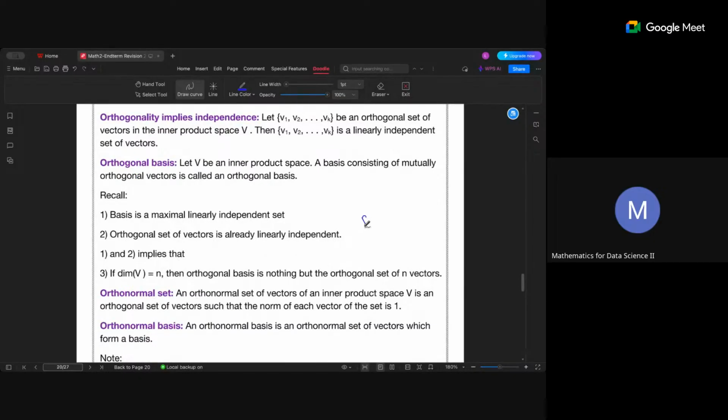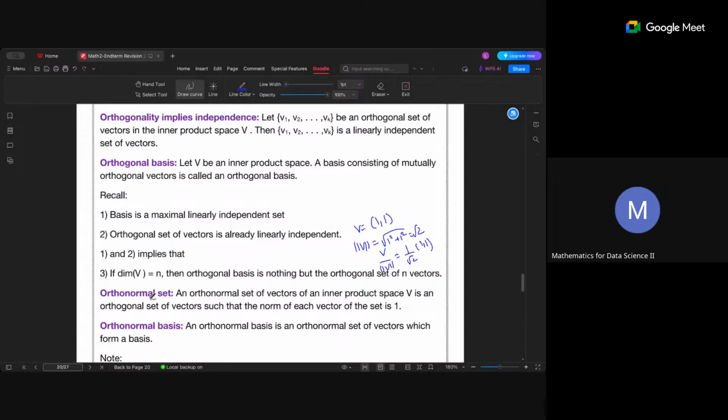Let us say you have, for example, 1 comma 1. How do you normalize this vector? Can you tell? Let v is equal to 1 comma 1. How do you normalize this vector? Divide by its norm. Yes. The standard inner product, the norm is square root of 1 square plus 1 square. So square root of 2. So the normalized vector is v by norm v, which is 1 by root 2, 1 comma 1.